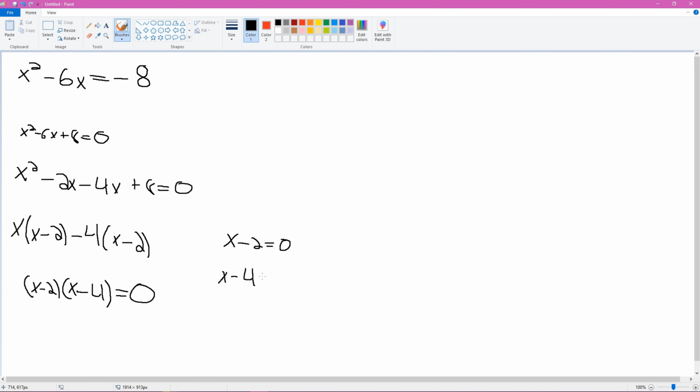And then from here, you can add this 4 to the right and add this 2 to the right, so then you'll end up with x equals 2 and x equals 4. And that's the final answer. There you go. That's how to solve equations via factoring.